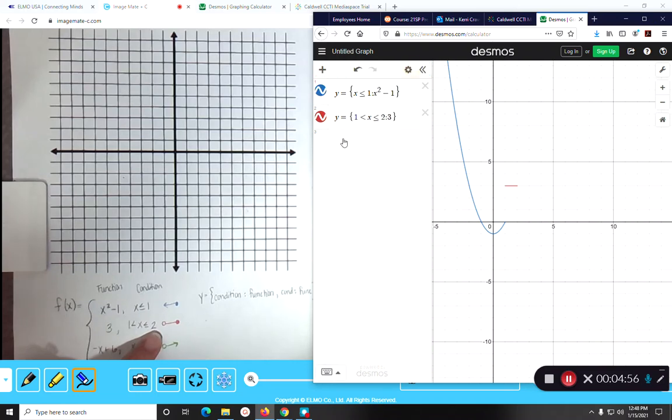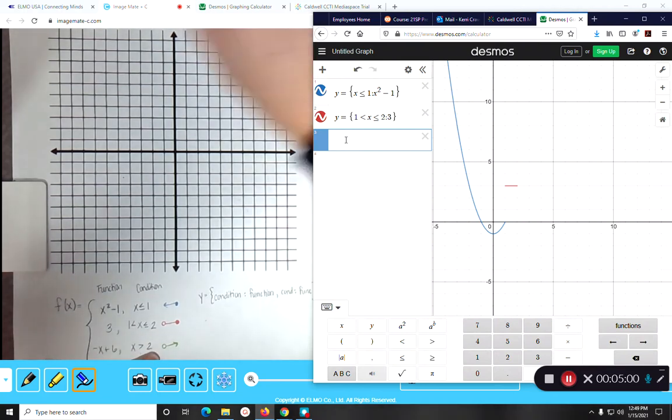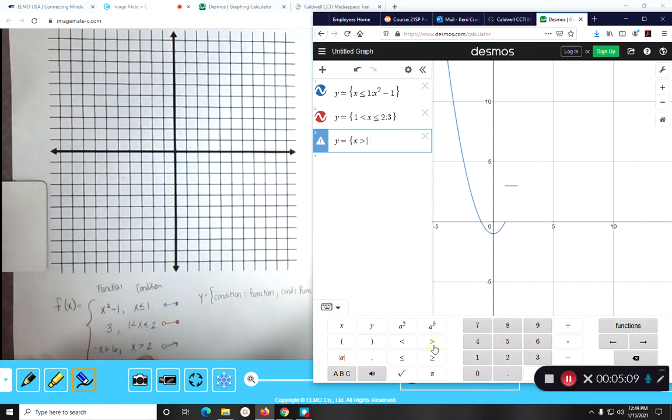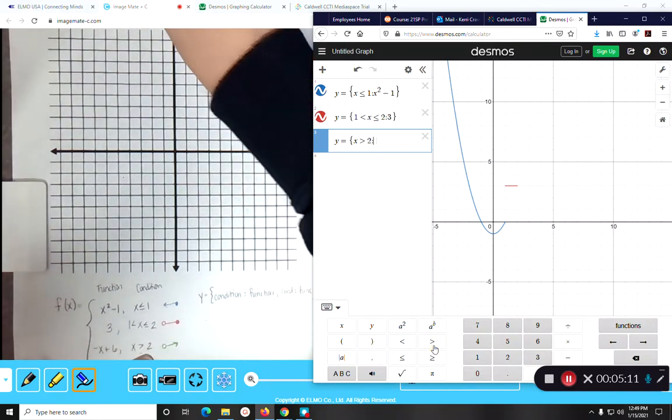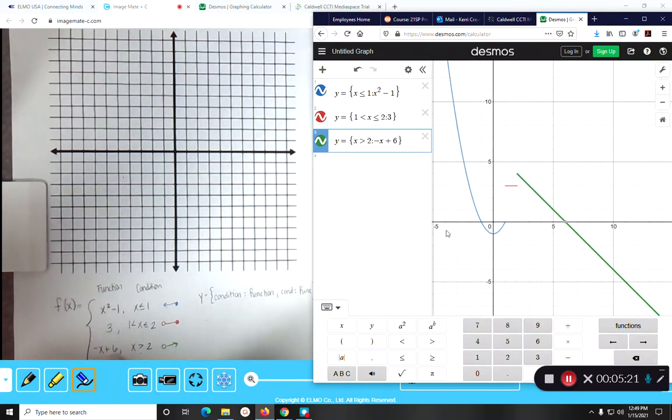And then I'm going to put in my last one. This one's going to be green. We'll do y equals set notation. My condition is x is greater than 2. Put the colon in there, and then my function is negative x plus 6, and then close off my set. Okay, and that one came out green, so that's good.